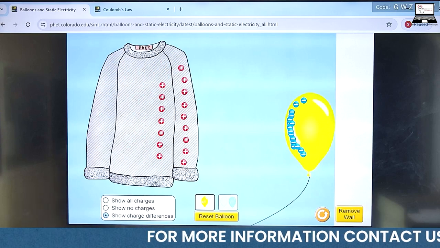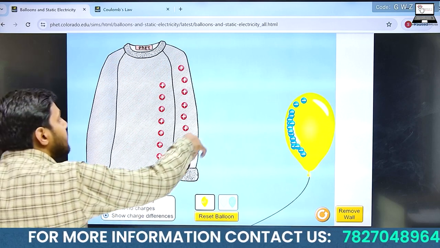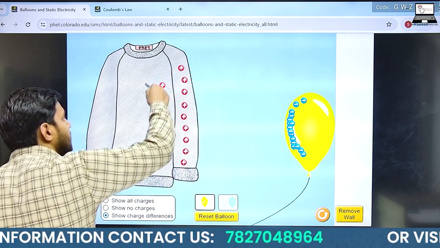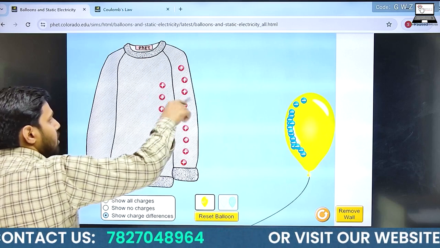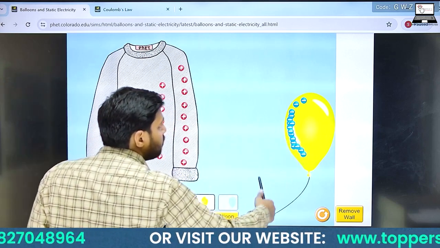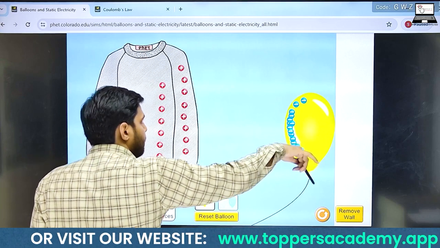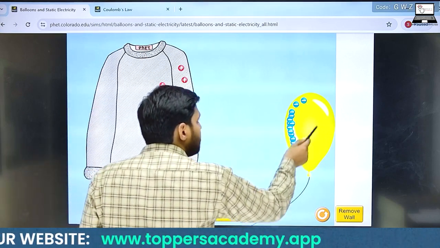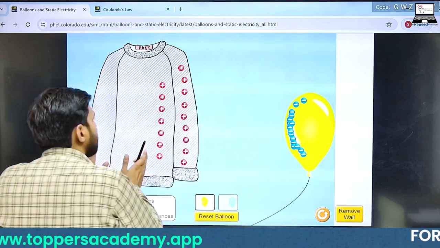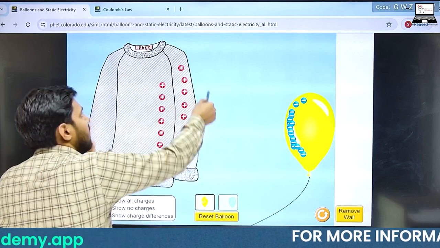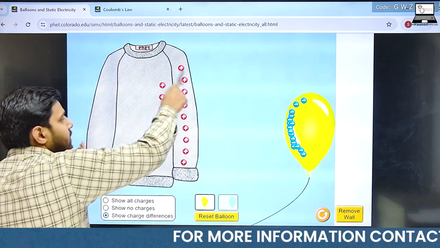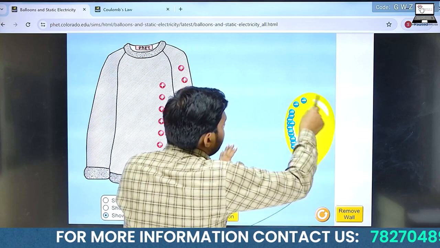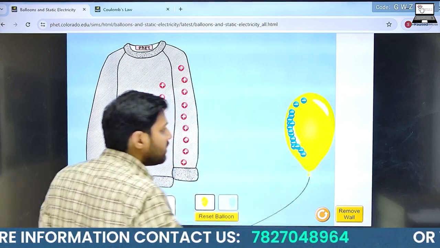This is the difference. This much charge has been extracted by the balloon in negative. So this much electron the balloon has taken from this sweater. So this much positive charge will be on the sweater, and the same charge will be on the balloon negatively. Clear?